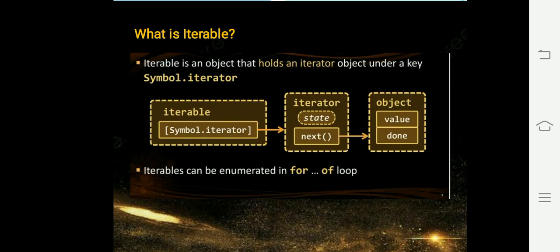Once created, an iterator object can be iterated explicitly by repeatedly calling next. After a terminating value has been yielded, additional calls to next should continue to return done.